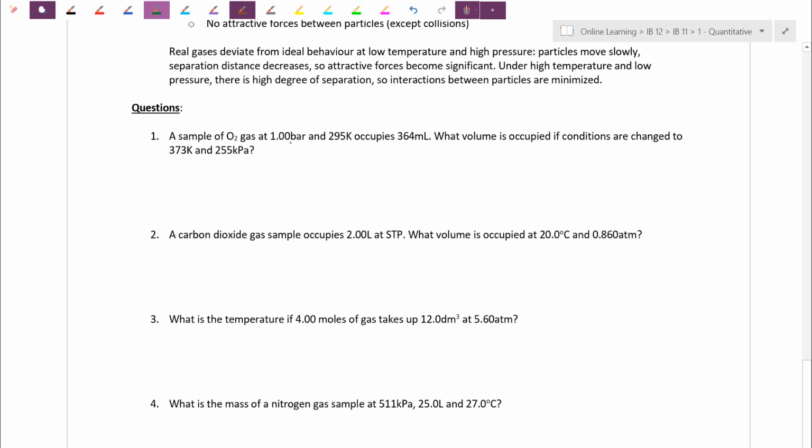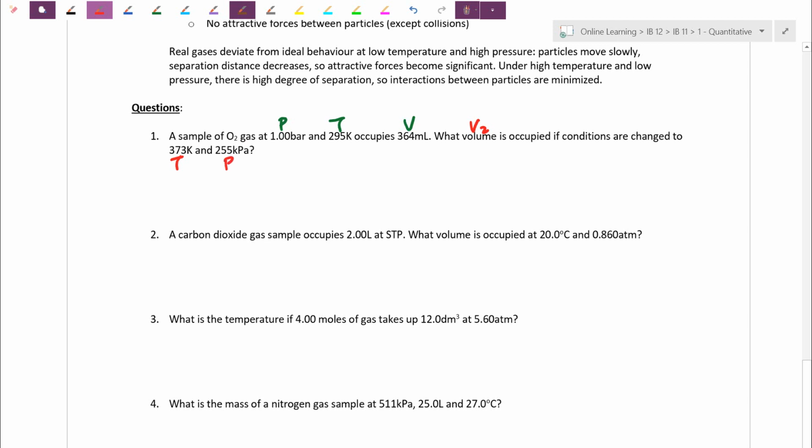This gas here happens to be at 1 bar. Bar is the unit for pressure. Let's call that P. The 295 Kelvin, we know that to be a temperature. It occupies, the balloon spreads out into a container that's 364 milliliters. Now what they're asking you for is almost like what new volume? What's the actual volume if we change up our conditions, if the new temperature is now 373 as opposed to the 295, and now the pressure is 255 kilopascals instead of the 1 bar that we had earlier.